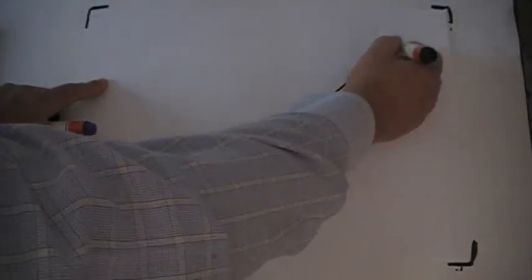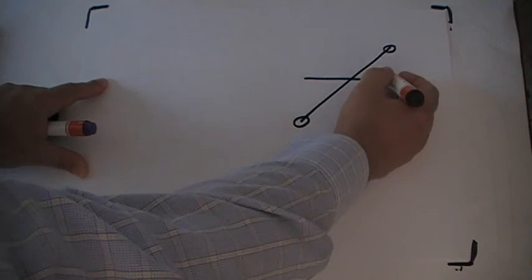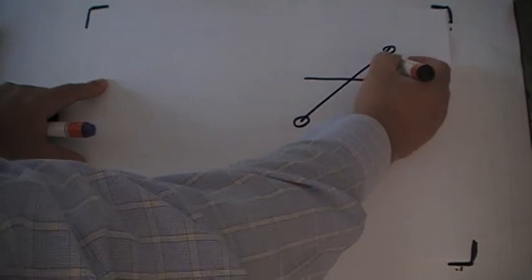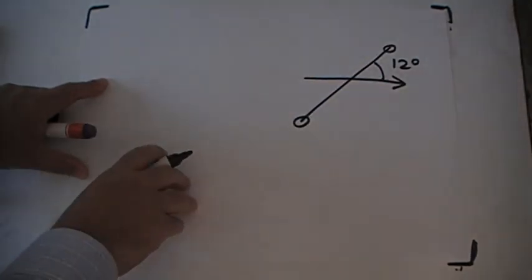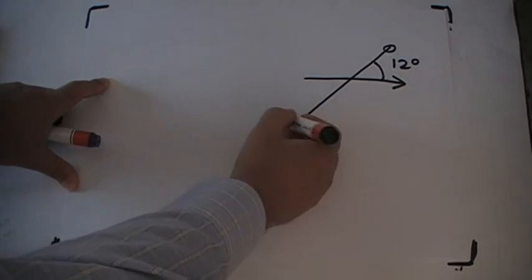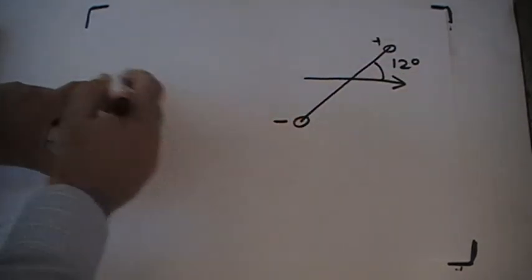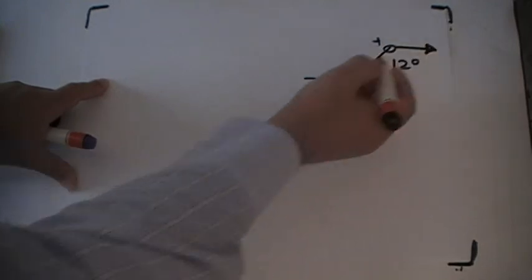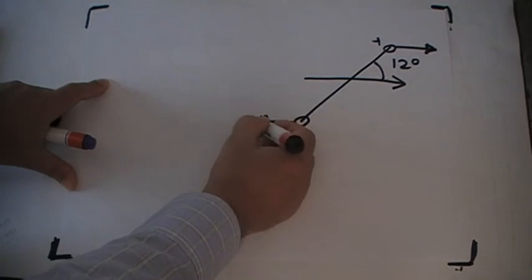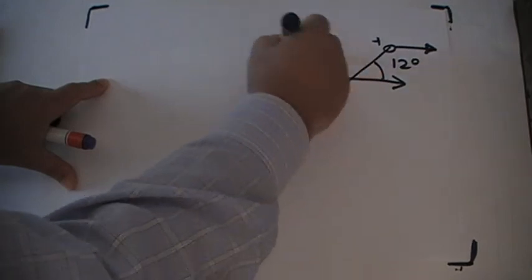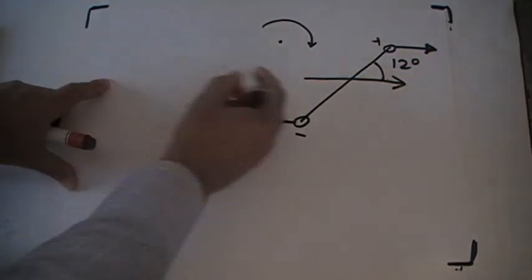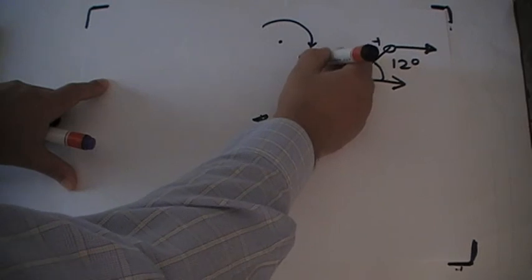So this is my dipole, and the electric field is this way, and the angle between them, he said it's 12 degrees. So the angle between them is 12 degrees, not 120. And this is the positive charge, and this is the negative charge. Now the force, as we showed in class, this will be my positive force, and this will be my negative force. So the rotation of the dipole will be this way, clockwise. That's the rotation.